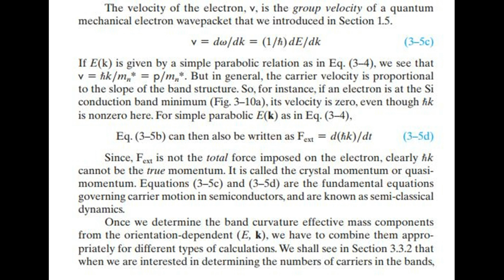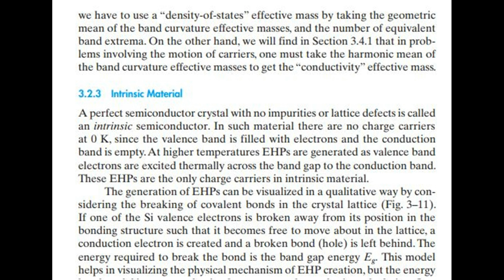We shall see in section 3.3.2 that when we are interested in determining the numbers of carriers in the bands, we have to use a density of states effective mass by taking the geometric mean of the band curvature effective masses, and the number of equivalent band extrema. On the other hand, we will find in section 3.4.1 that in problems involving the motion of carriers, one must take the harmonic mean of the band curvature effective masses to get the conductivity effective mass.